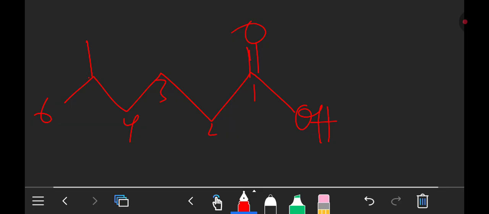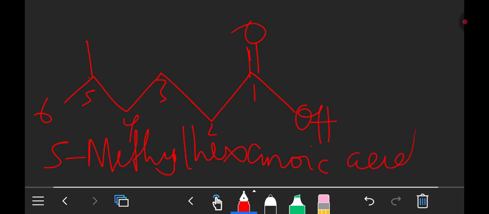So what would be the name? The methyl is at position number 5. So it would be 5-methyl. We've counted that there are 6 carbons. So it would be hexanoic acid. We won't include the position of the functional group, which is the carboxyl functional group. We won't include that because we know that for the carboxylic acid, it is always at position number 1. So no need to include the 1.